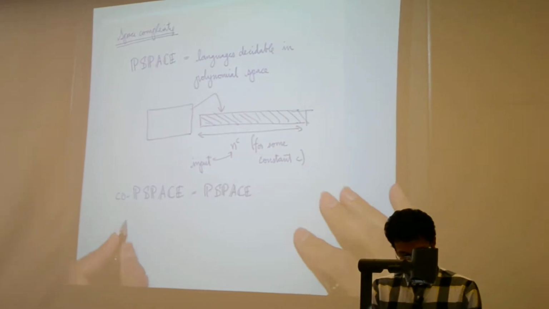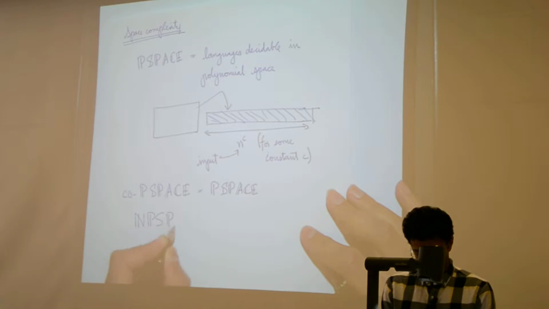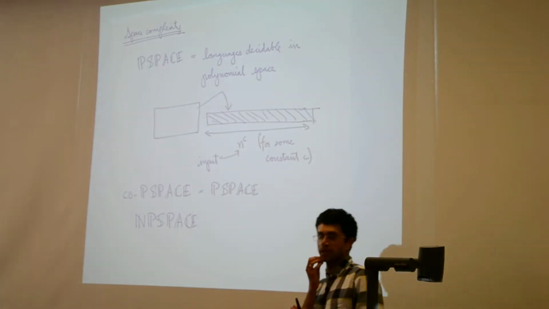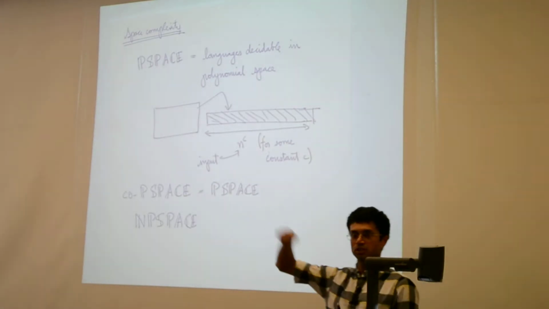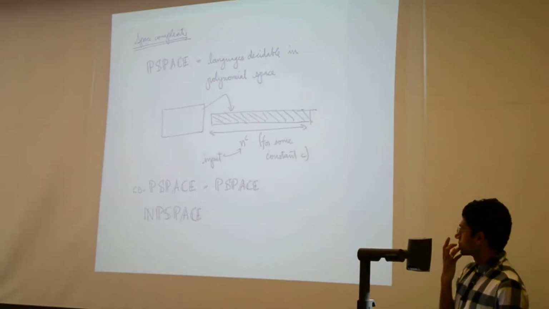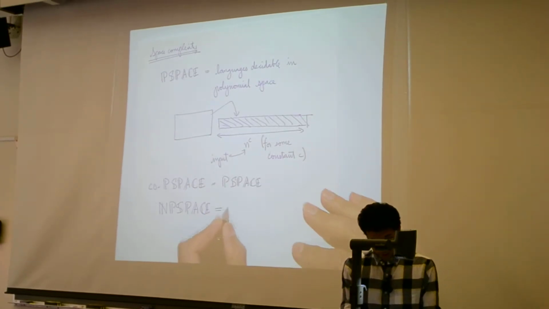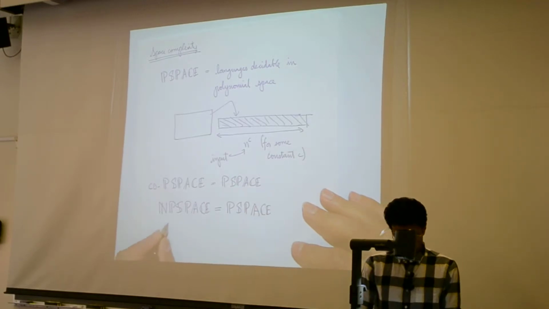If you think, what about non-deterministic P space? A non-deterministic machine that uses polynomial space, so it's non-deterministic, right? So it has all these choices it could make. So this actually is equal to P space. This is not an obvious theorem, and this is called Savage's theorem.